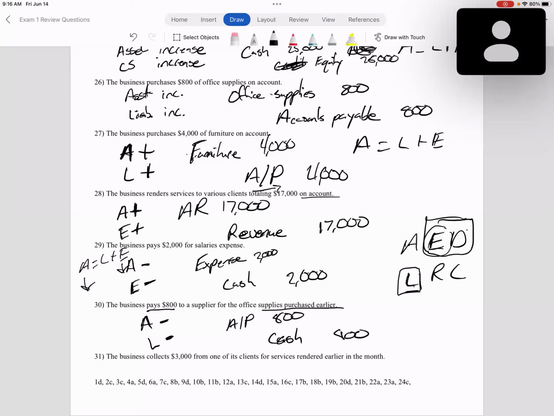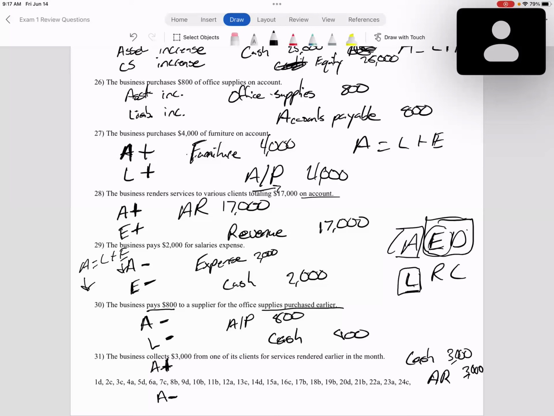Okay, business collects $3,000 from one of its clients for services rendered earlier in the month. Okay, so now we're collecting money. So our assets are going up. Okay, and we already performed the service, so we would have recorded accounts receivable at that time. So our assets are actually going down too, right? Because that accounts receivable account would go down and we'd record cash. So you debit cash, 3,000, credit, okay? Get that asset account to go down. We credit it $3,000 because we've collected it now, okay?